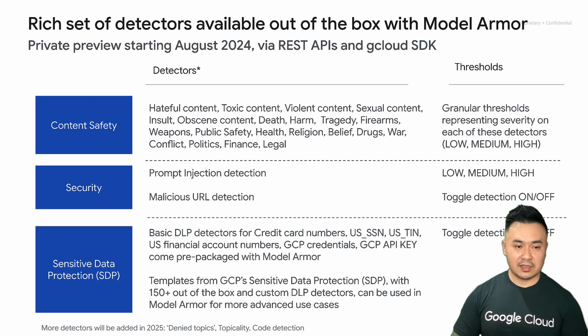And the third part is sensitive data protection. Out of the box, it will give you basic templates such as social security numbers, API keys, and GCP credentials, etc. Obviously, you can leverage the full DLP feature. You can customize your own detection and identification templates in sensitive data protection and use them in Model Armor. And everything you see here is available through the private preview.